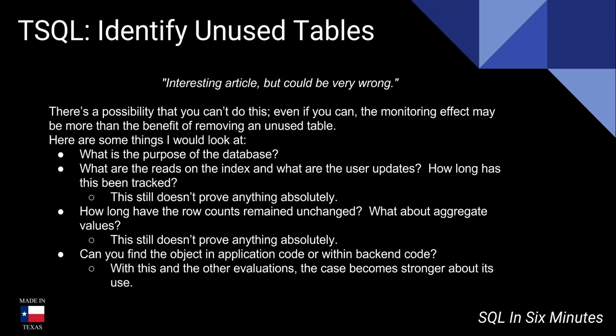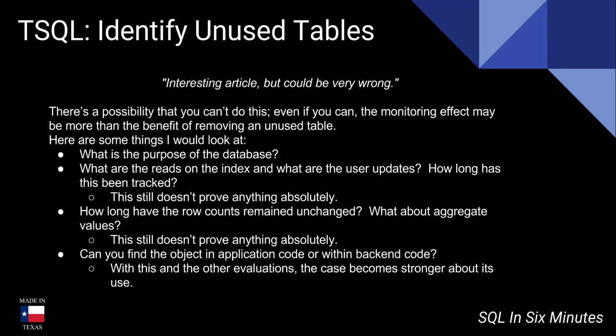But even then, there's a probability that data could be coming in and out, data could be added and removed, I should say, and yet the numeric values stay the same. Low probability, but there's still a probability of that, okay? So this doesn't prove anything either, though if you combine this with the reads on the index and the user updates, it definitely starts making a stronger case.